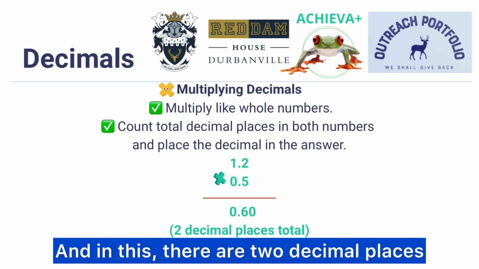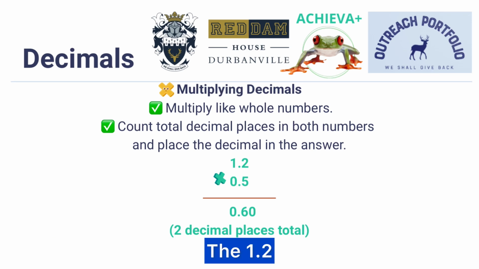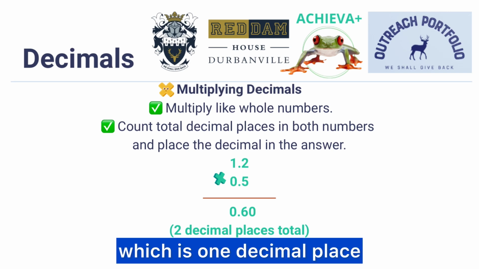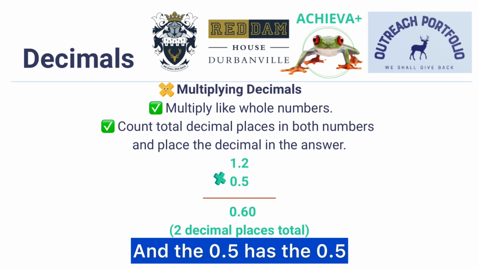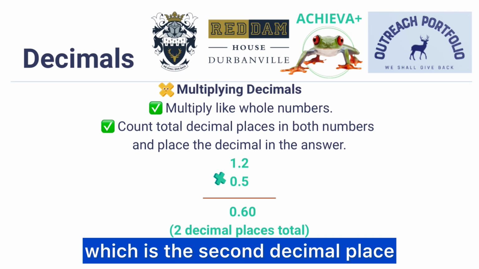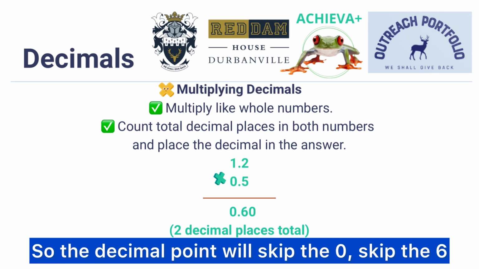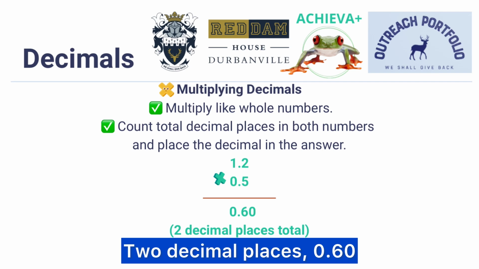And in this, there are 2 decimal places. The 1.2 has the 0.2, which is 1 decimal place, and the 0.5 has the 0.5, which is the second decimal place. So the decimal point will skip the 0, skip the 6, and sit in front of the 6, 2 decimal places, 0.60.